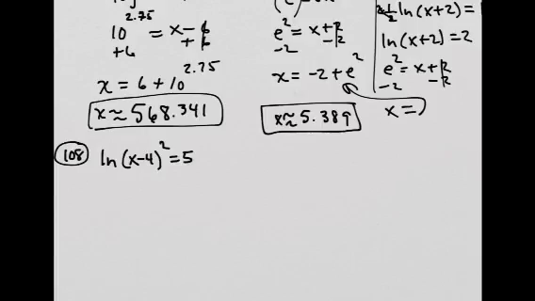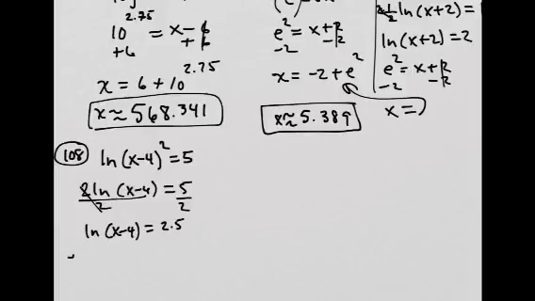For 108, I'm going to take this exponent right here and move it to make it the coefficient of the natural log, and then divide by 5. Divide 2 on both sides. So this becomes 2 natural log of x minus 4. Then I divide by 2. So natural log of x minus 4 is 2.5. So this is e to the 2.5 equals x minus 4. So I'm going to add 4 to both sides. So x equals 4 plus e to the 2.5, which is approximately equal to 16.182.